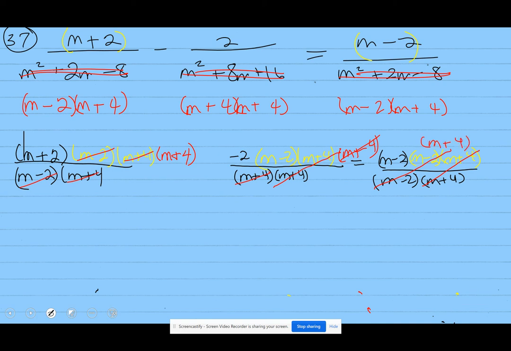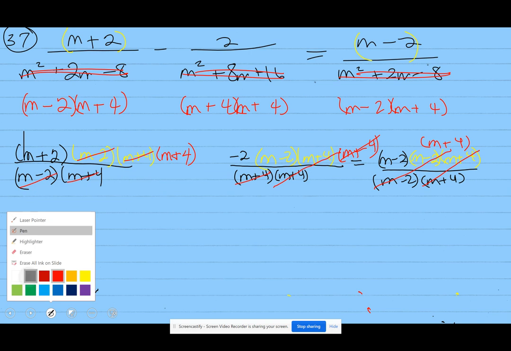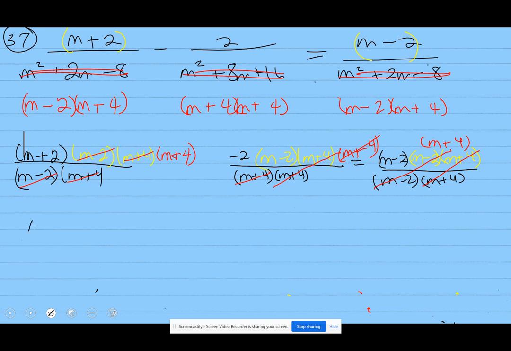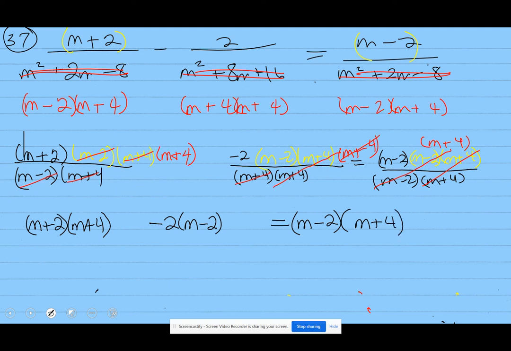Okay, now let's look at it. See, all the denominators have been force canceled, so now let's look at it. I have an m plus 2 and an m plus 4. I have an m minus 2, an m minus 2, and then I have an equal. I have an m minus 2 and an m plus 4. Okay, I'm going to have to FOIL all of these. No, I don't. I have to FOIL 2 of them.